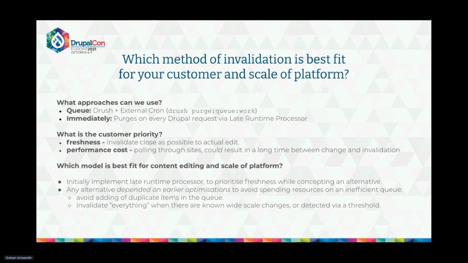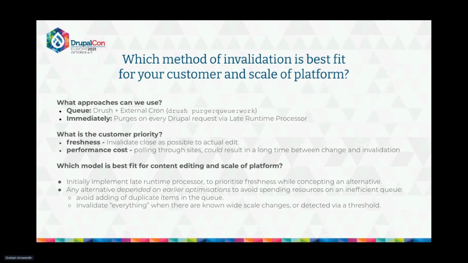In our case, the customer has upwards of 500 to 1,000 sites. So while we could look at a queuing system and have lots of threads and lots of workers that would probably be spending a lot of their time polling and pinging sites that had no work to do, we went for the implementation to use the late runtime processor because it prioritized freshness while we were coming up with an alternative, more efficient technique.